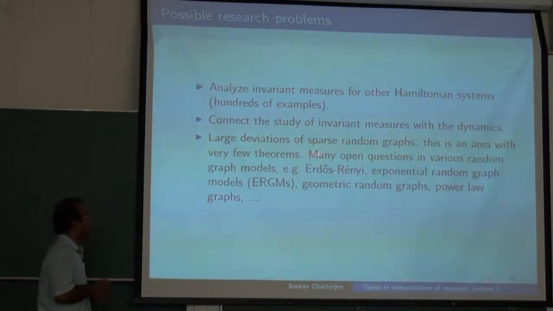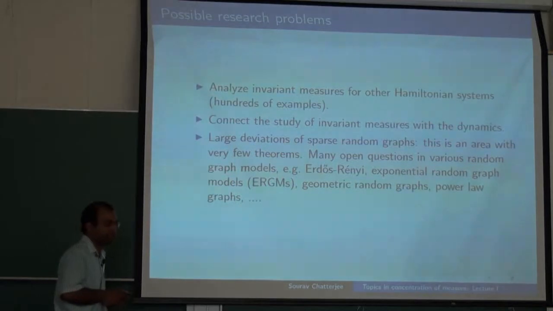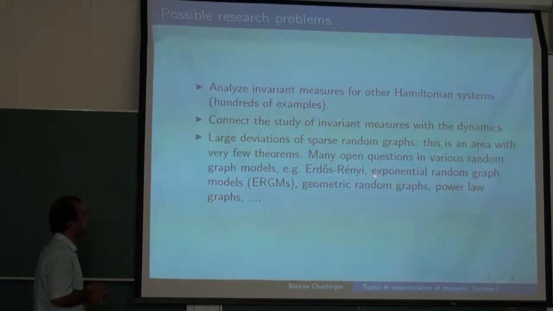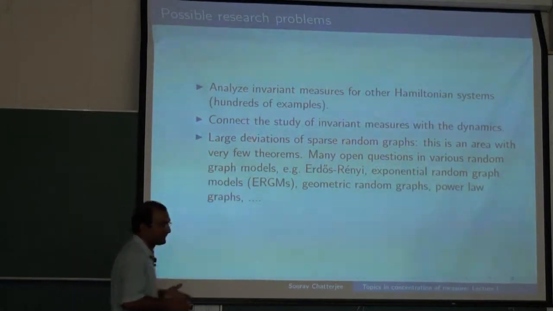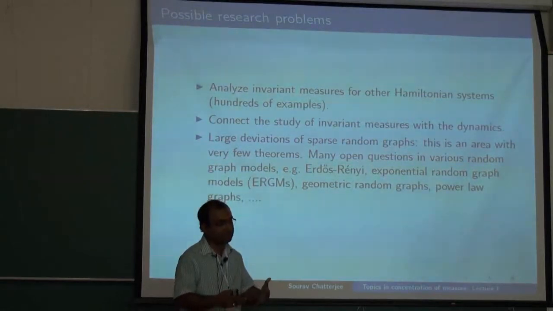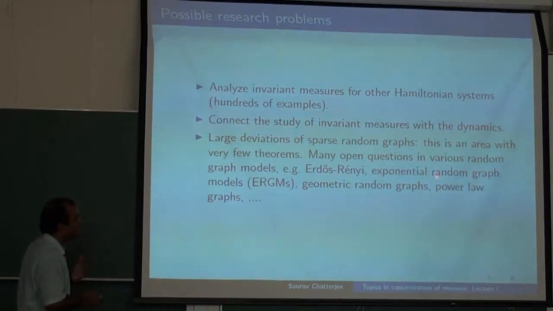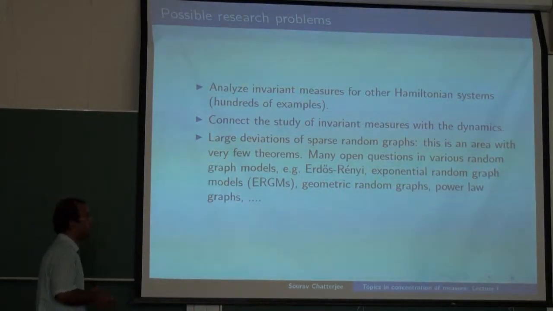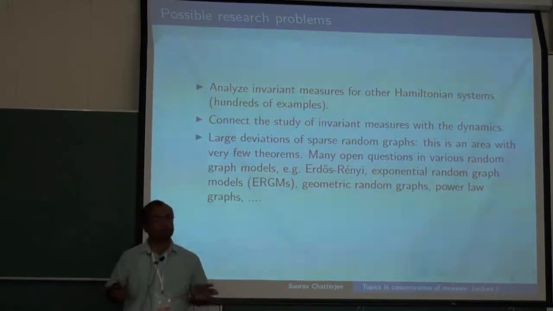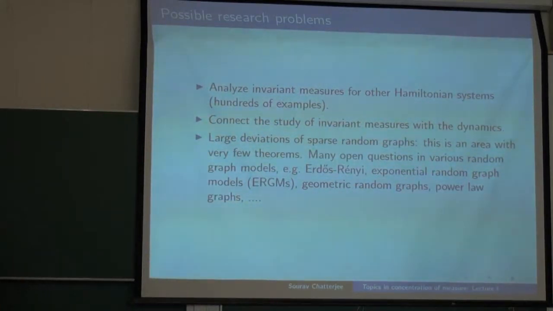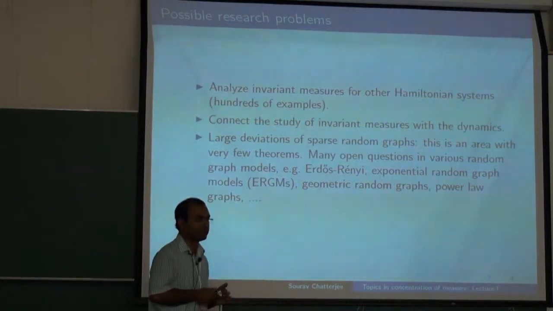In sparse random graphs, large deviations for sparse random graphs, there are not too many theorems. Many open questions. We have it for triangles, and some other authors have it for cliques later on, but general subgraph counts and other things. There are other models, exponential random graphs, geometric random graphs, power law graphs, all kinds of other models. So this is all open. Large deviations for sparse random graphs generally has not too many results. Okay, any questions before I move on to give you some idea about the proof?